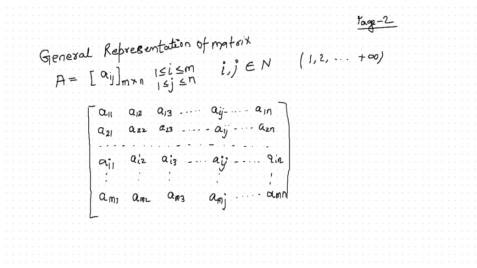So this is the expansion of the general representation of the matrix capital A, whose elements are represented as Aij with the order of m by n, where m is the number of rows and n is the number of columns. Now switch to next page.